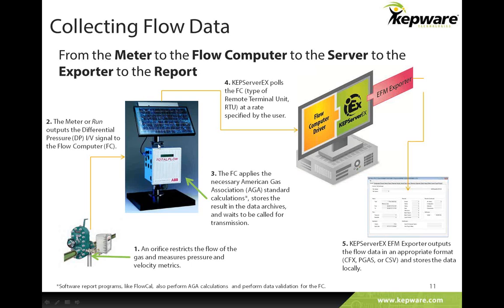Since these flow computers are really remote, they're called only every so often, maybe once a day or a couple times a day. When they're called, our server calls them, and then we get this huge, massive amount of archived data dumped into the server. We need to make that data available to other users and available for analysis, so we have this EFM exporter plugin that outputs that data in certain formats, proprietary CFX or PGAS formats, or the generic CSV. And then we store that data locally.